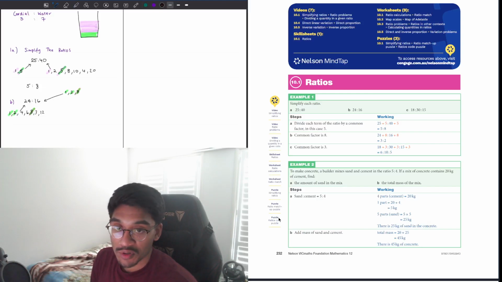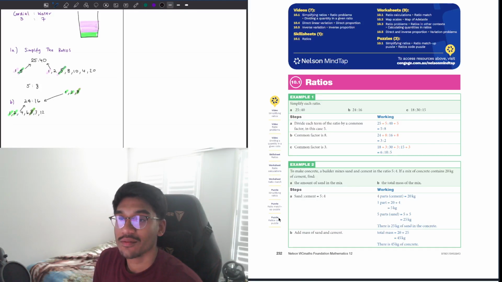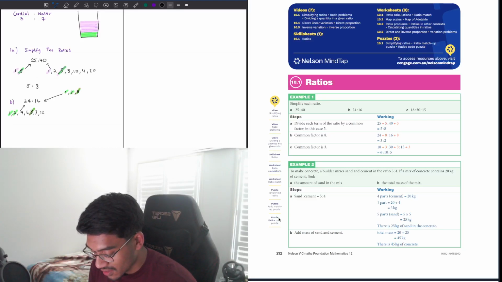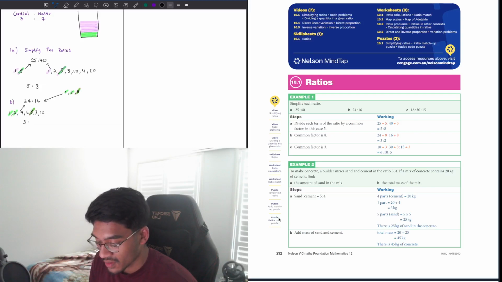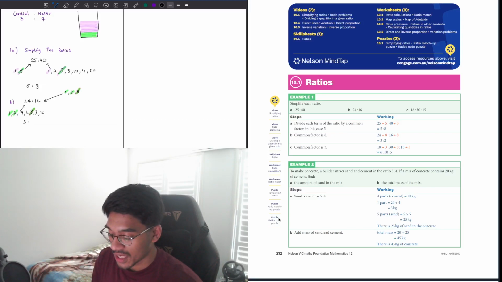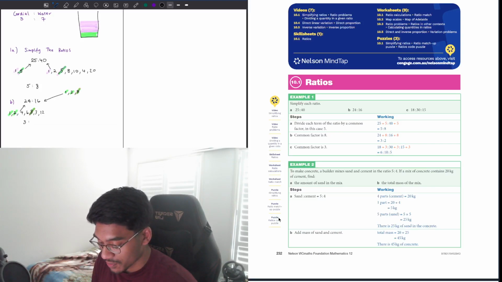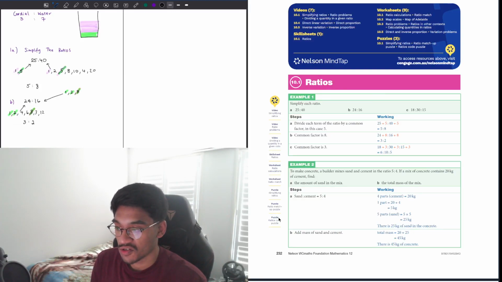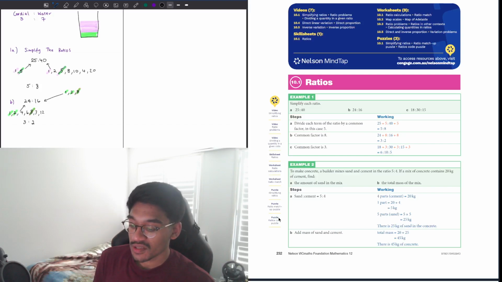So if we do 24 divided by 8, pop that in the calculator, you get an answer of 3. So now it goes 3, then we do the colon, and then we do 16 divided by 8, which is 2. So you get 2. So 3 to 2 is a new ratio when it's simplified. So that's how you simplify ratios.